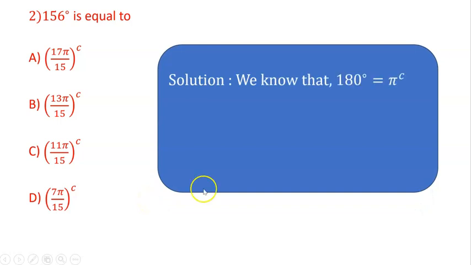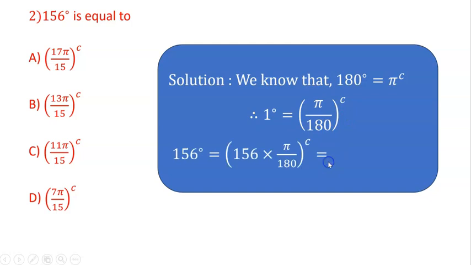See this here. We know that 180 degree means what? Pi radian. Therefore 1 degree is equal to pi upon 180 radian, and hence we convert this 156 degree to radian. That is, we will multiply 156 by pi upon 180, and after simplification you will get here 13 pi upon 15 radian, and hence here the option B is correct. Now next.